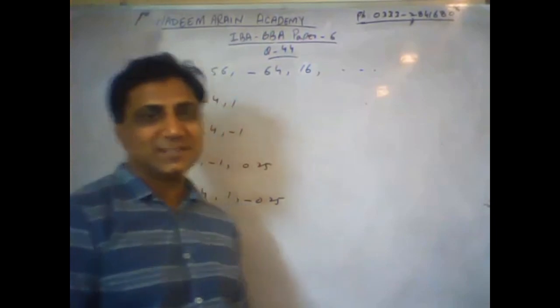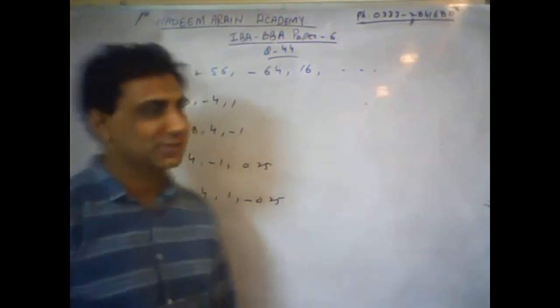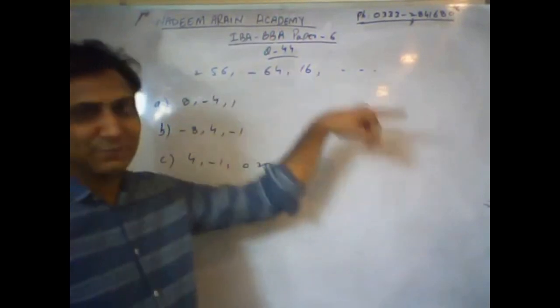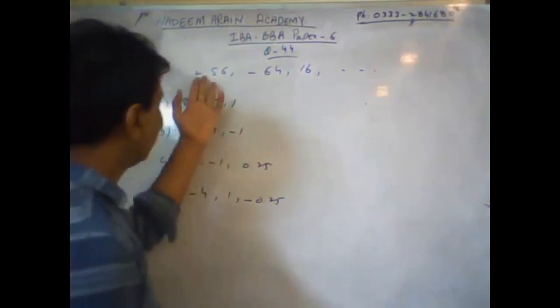Hello students, the question is about finding the next two terms of a progression. It's a geometric progression. Plus, minus, plus. Of course, the next value will be minus. These two values are negatives. But we have to see what is happening here.